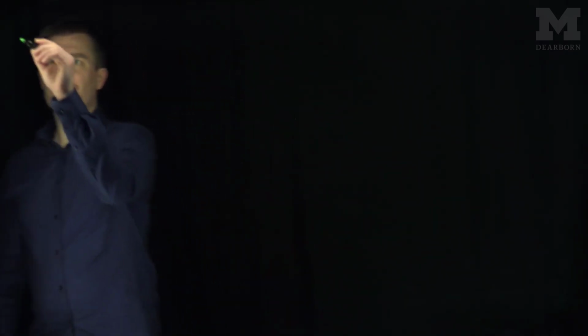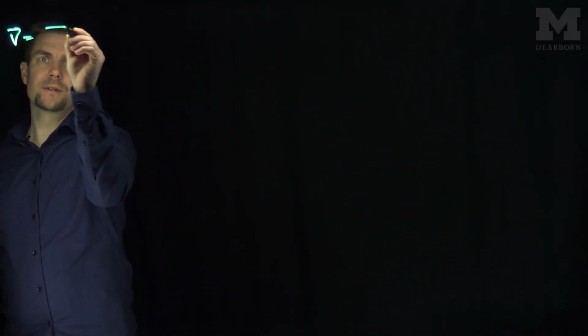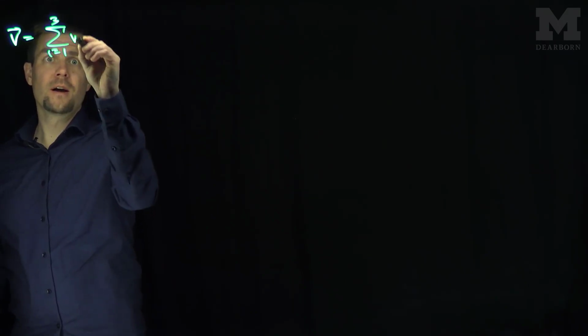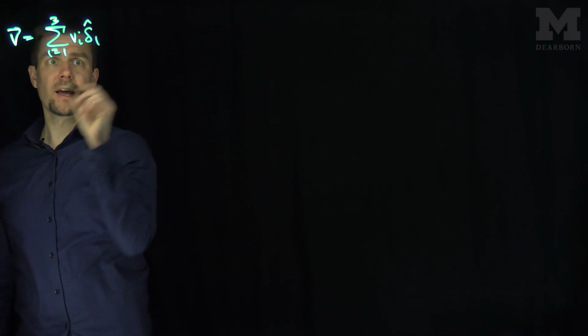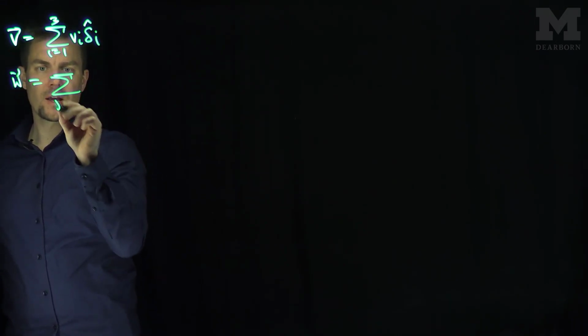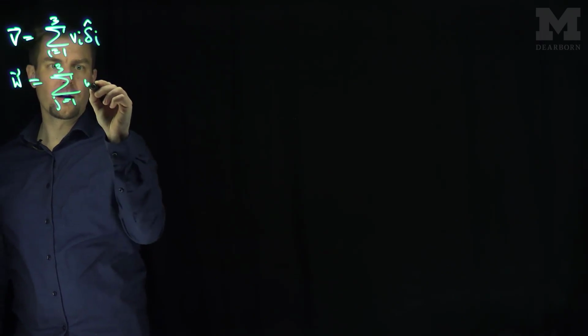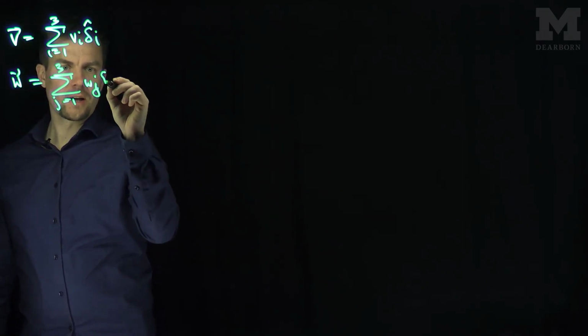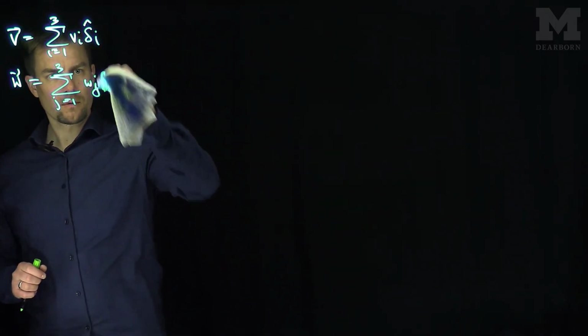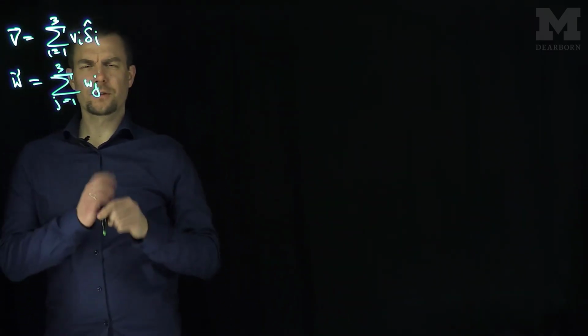Hello students, in this video we'll see how to compute the cross product and triple scalar product using the Kronecker symbol and the permutation symbol. If we have a vector v, which we can now write as the sum, i goes from 1 up to 3 of vi delta i hat, and w, which is the sum, j goes from 1 to 3 of wj delta j hat.